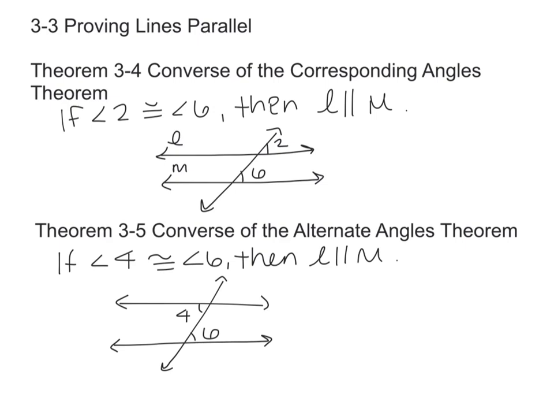This lesson is taking that and flipping it. So now we know that the two angles are, say, corresponding, and that they're congruent. Well, then, because we know that, the theorems that we're going to talk about tonight say that the two lines are now parallel. So we're taking 3-2 and flipping it.